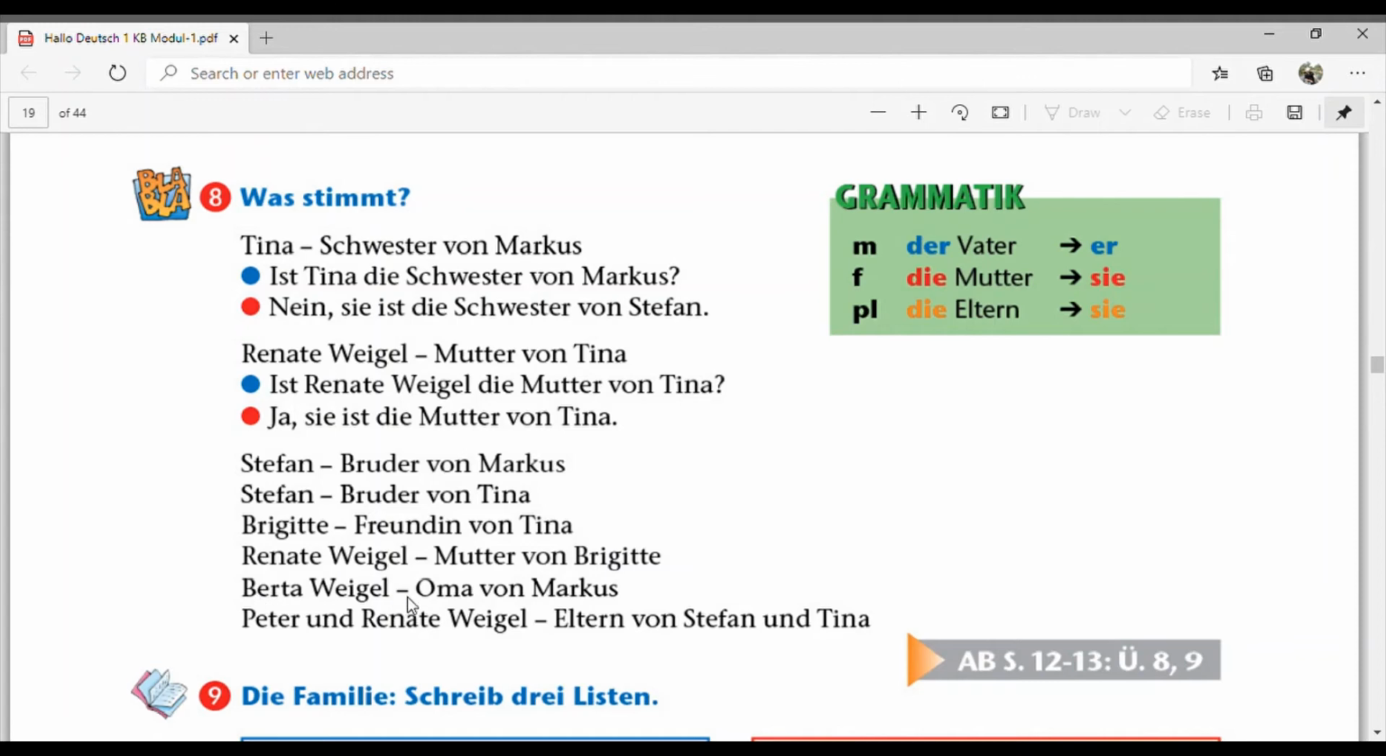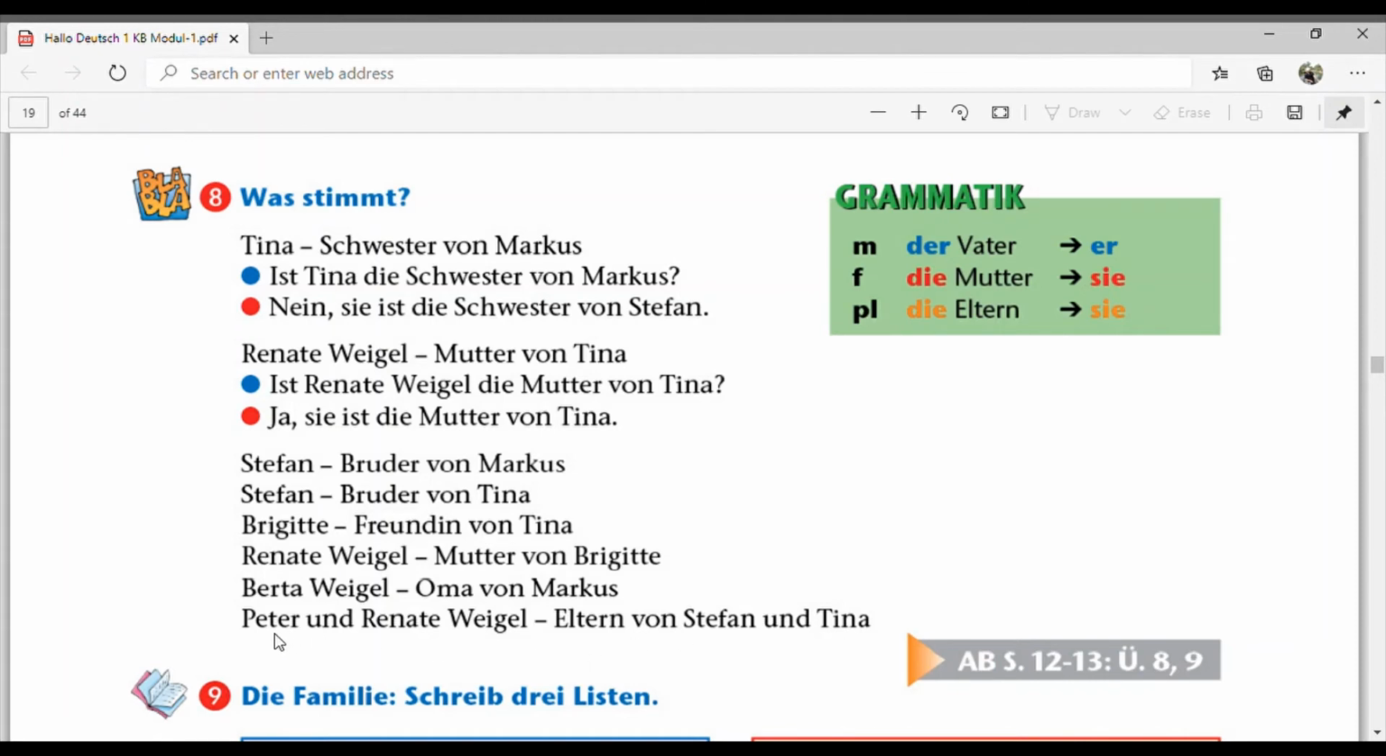Then Berta Weigel, Oma von Markus. Then we have to ask, ist Berta Weigel die Oma? Oma is feminine, so die Oma von Markus. Then nein, sie ist die Oma von Stefan und Tina. Then Peter und Renate Weigel. Okay, then Eltern von Stefan und Tina.